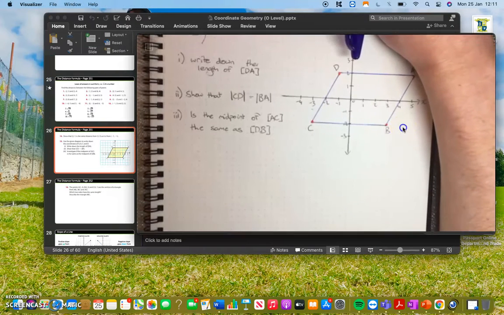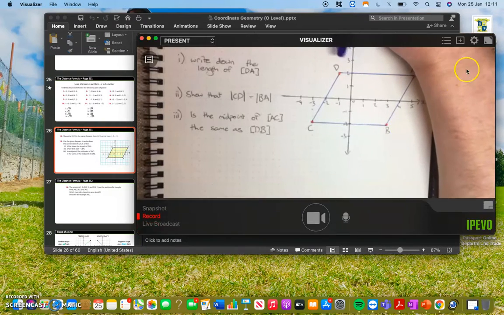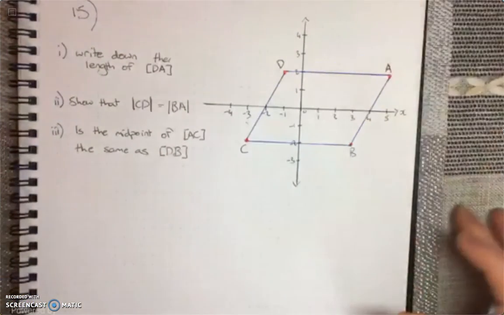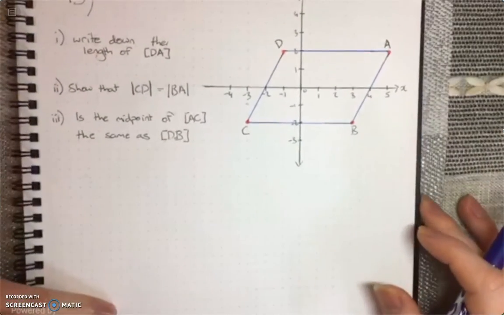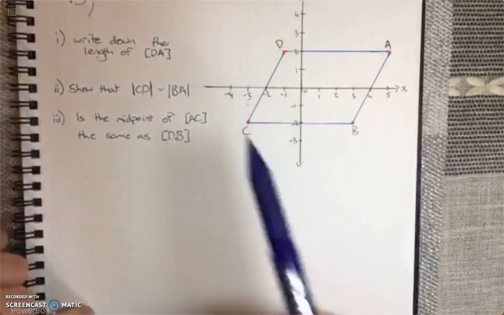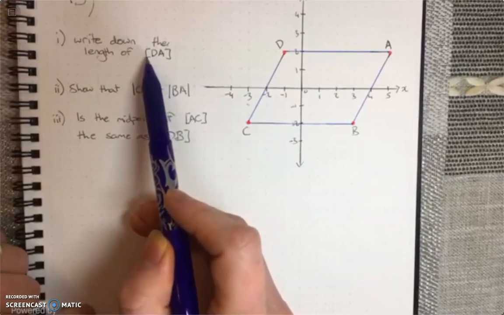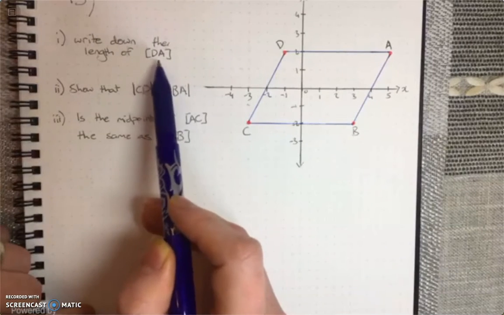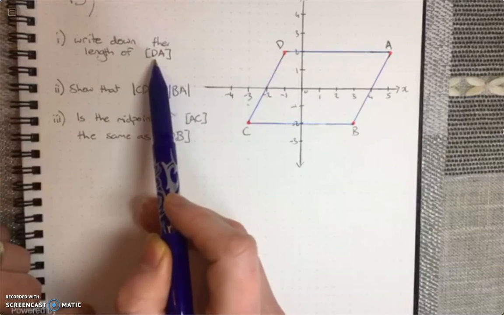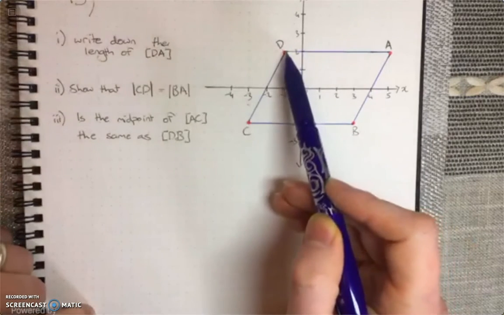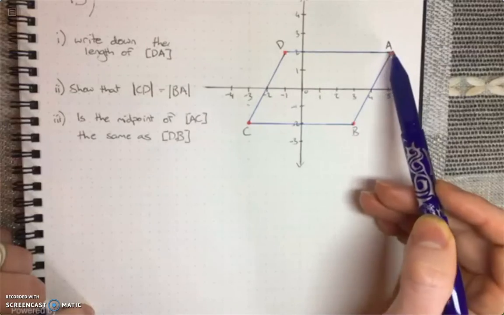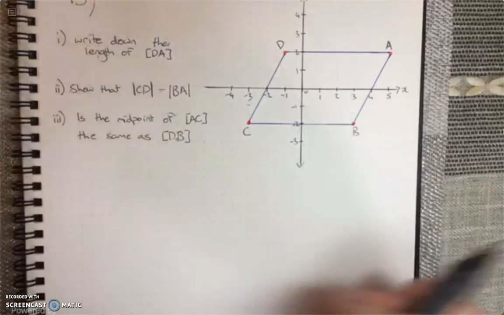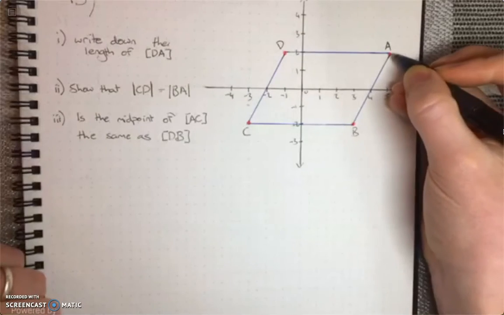On the visualizer, you've got something like this, okay? The first thing, write down the length of DA in these brackets. All this means is it wants to know the length or the distance from the point D to the point A. What I'm going to do first of all is I'm just going to find out the coordinates of each point. So A is here.